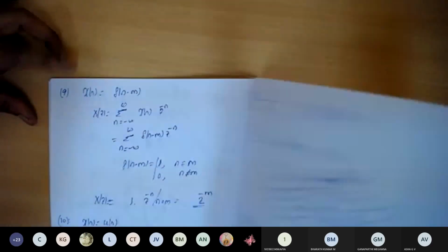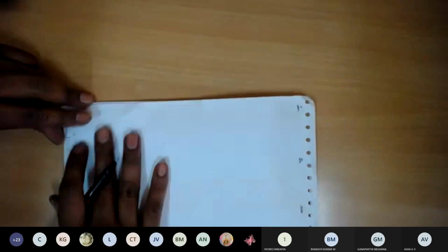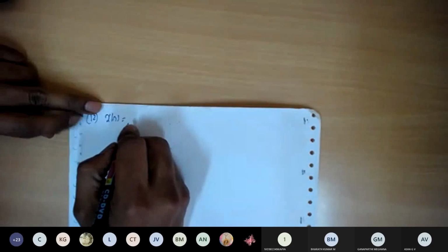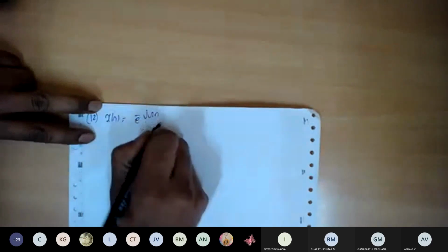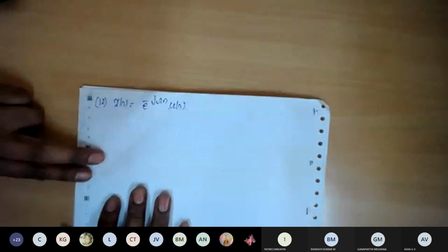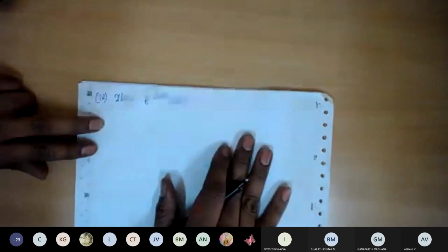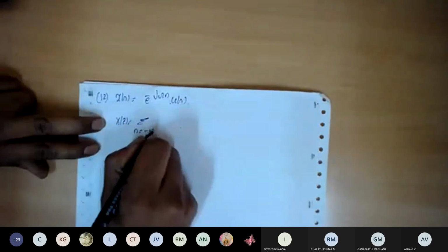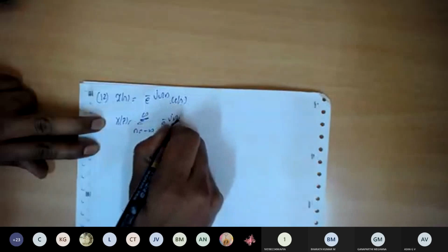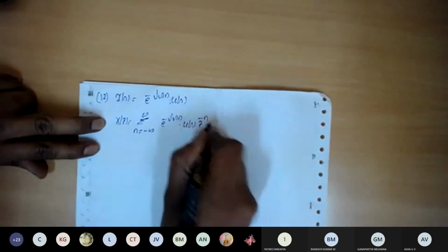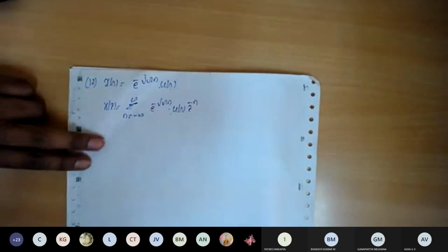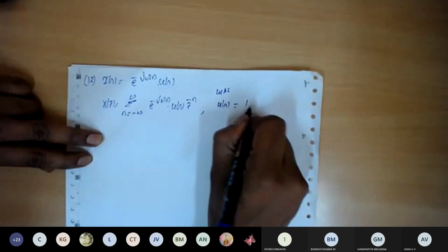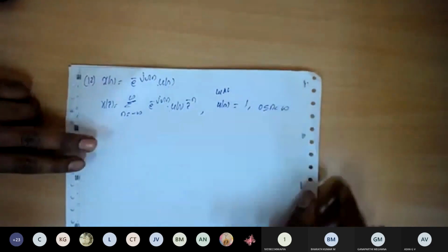This is problem number 12. Take x of n is equal to the exponential function, e to the power of minus j omega n into u of n. We'll consider the Z transform of this one. So here we'll substitute in the formula: summation n is equal to minus infinity to plus infinity, e to the power of minus j omega n into u of n into z to the power of minus n. As usual, we are going to find out the value of u of n. We know that u of n is nothing but 1 for 0 less than or equal to n less than infinity.